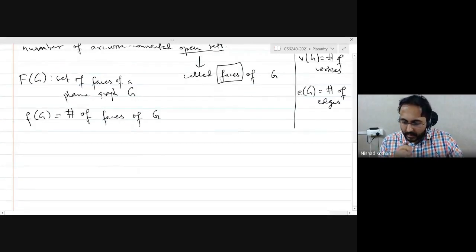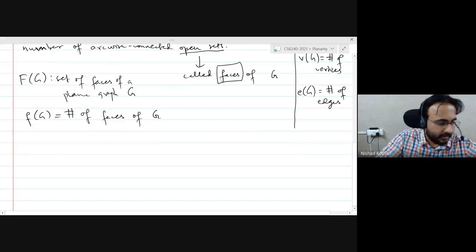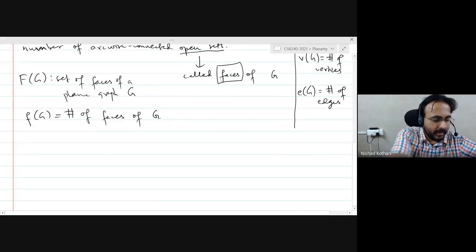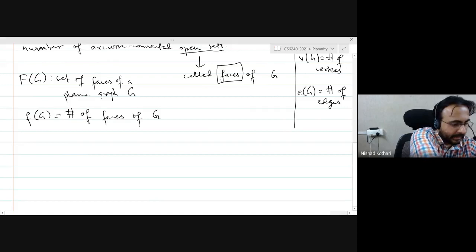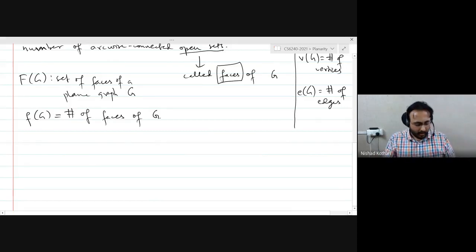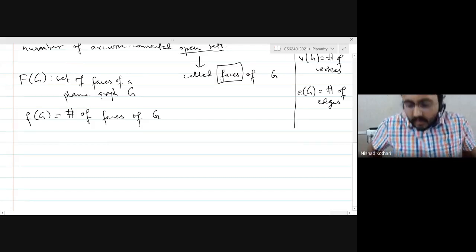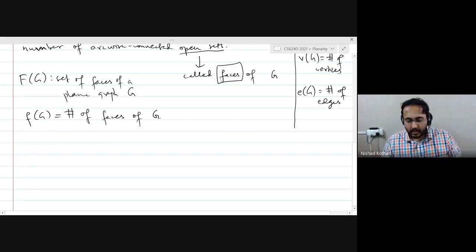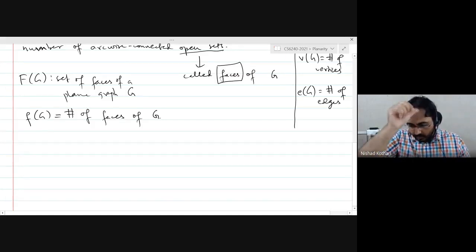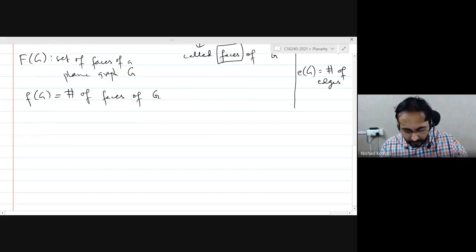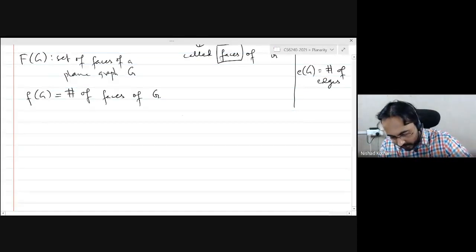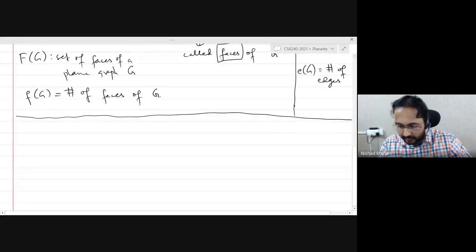Most of you have probably seen Euler's formula in your previous courses, maybe even a proof of that. So that's definitely something we will be seeing in this course again, but we won't spend too much time on it. That is one of the reasons we need all this notation. But if you haven't seen it, don't worry about it. We will get there.